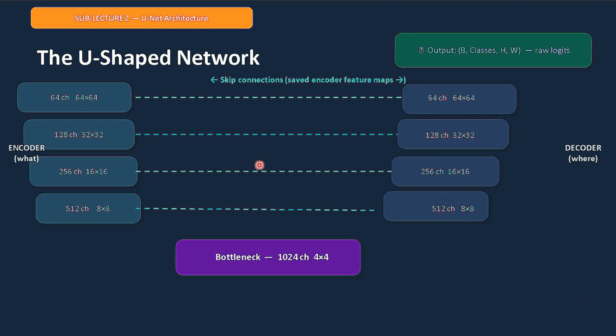Look at the diagram. Left side goes down. That's the encoder. Bottom is the bottleneck. Right side goes up. That's the decoder. And those dashed horizontal lines, those are the skip connections, the magic ingredient.